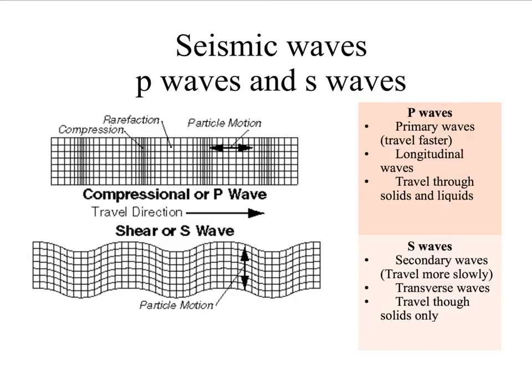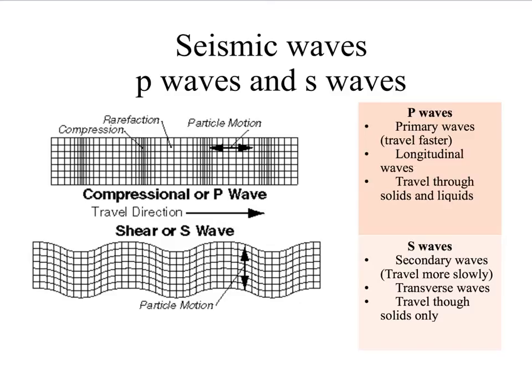This means that they travel more quickly, they get there faster. Now, primary waves are longitudinal waves. That means the particles that carry the P wave vibrate or oscillate backwards and forwards in the same direction in which the wave is travelling. P waves can travel through both solids and liquids.